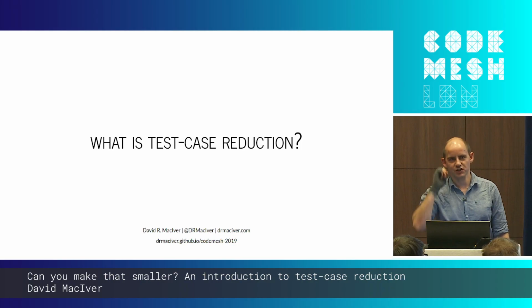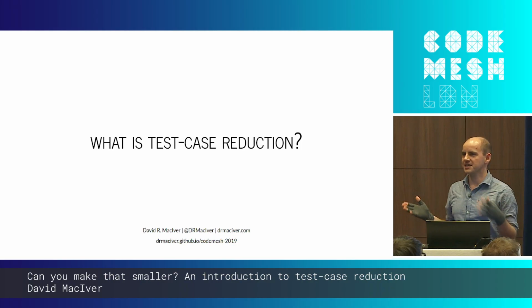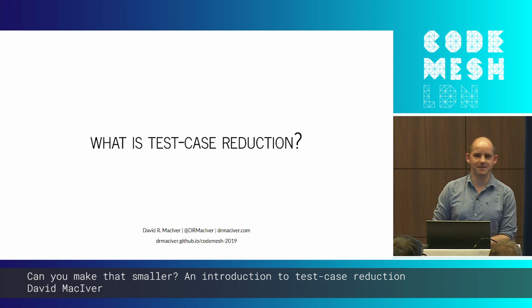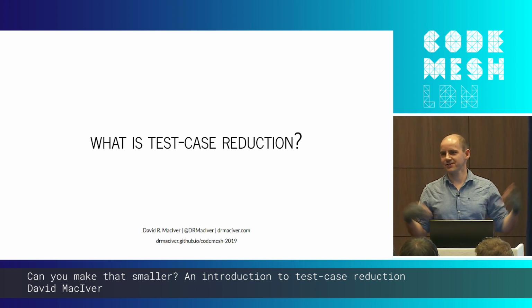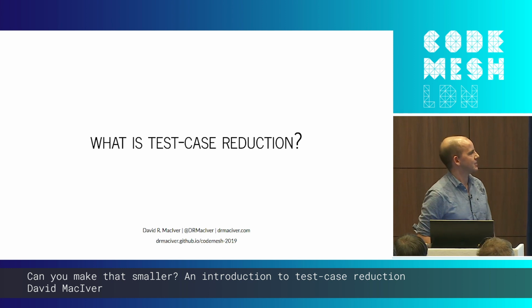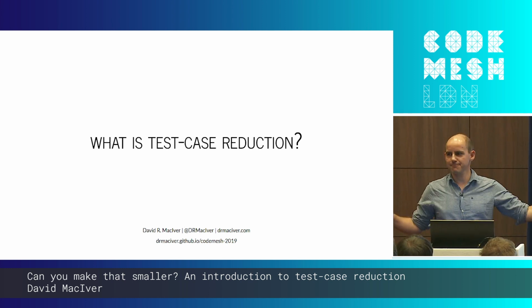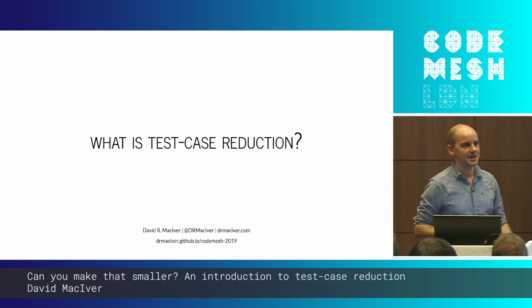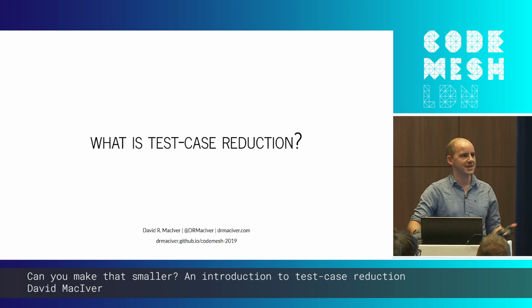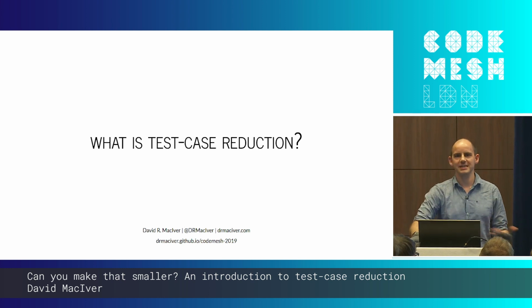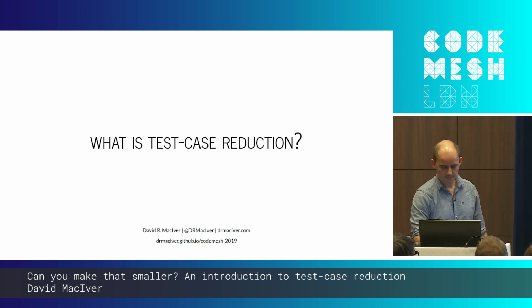So what is test case reduction? If you're John Hughes, test case reduction is shrinking. If you're everyone else, it's test case reduction. It was basically invented in two different places early on, and we've sort of split on the naming, but they're exactly the same thing. So if you were in John's talk earlier, all the things he was saying about shrinking, that's what I'm going to be talking about today, but in a slightly different context.